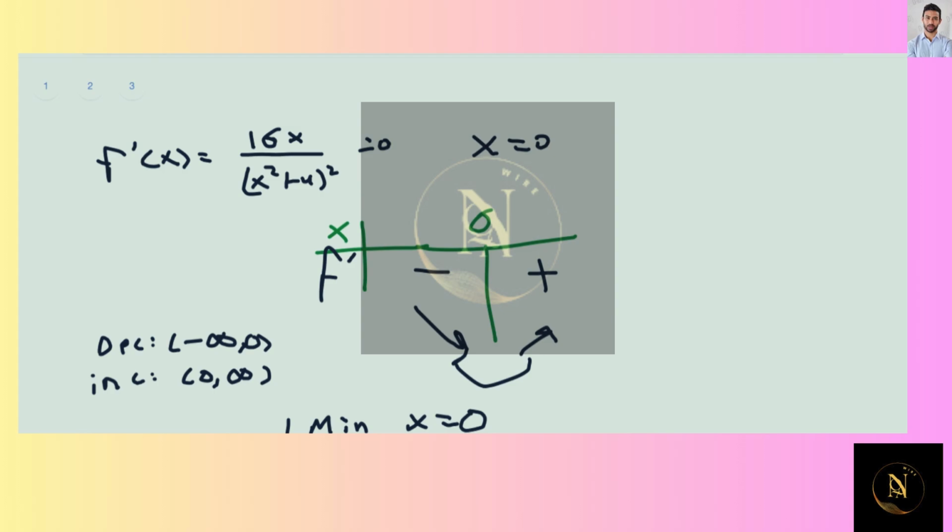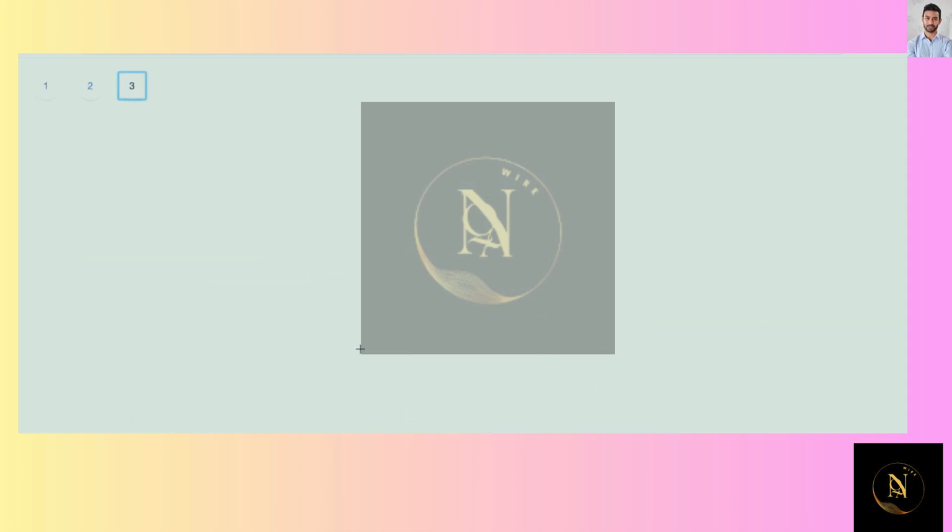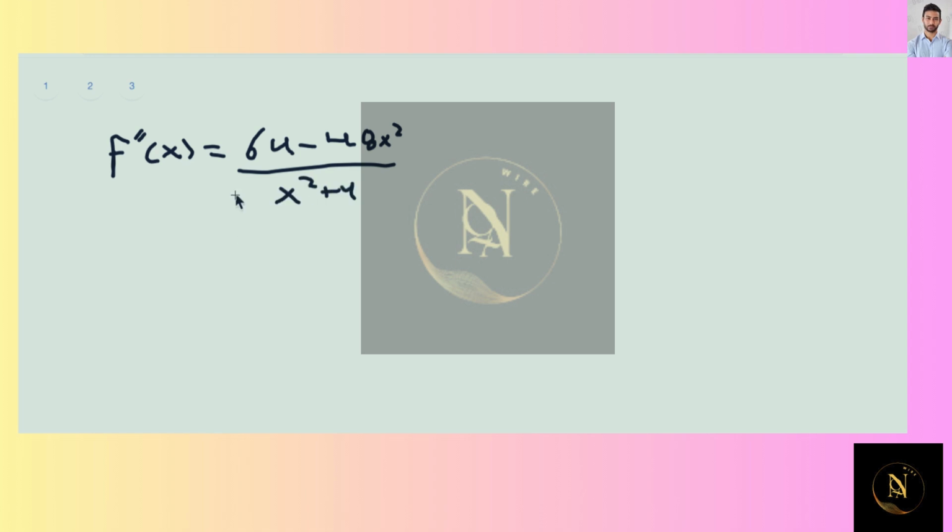Now we are going to look at the concavity of this function, so look at the second derivative test. We take the second derivative. Again, we'll apply the quotient rule. It's a bit messy, but it should come out to be 64 minus 48x squared all over x squared plus 4, and then this is cubed.